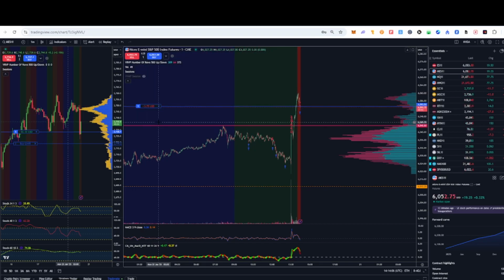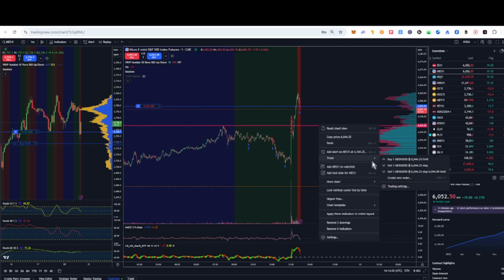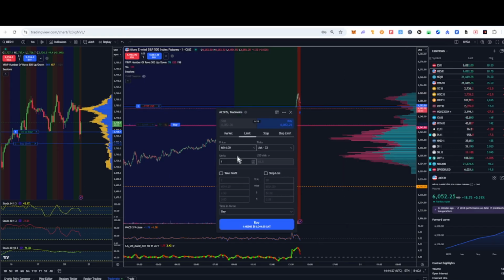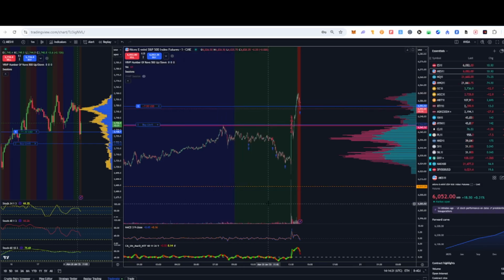I don't think it's out of the question that it'll come back down to this red line, which is the previous peak, previous high that we had. I'm going to buy 2 more around this area for a bounce, or just let it keep going up. We'll see. 2 order in. Okay.